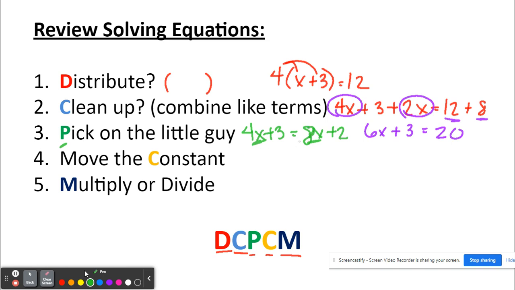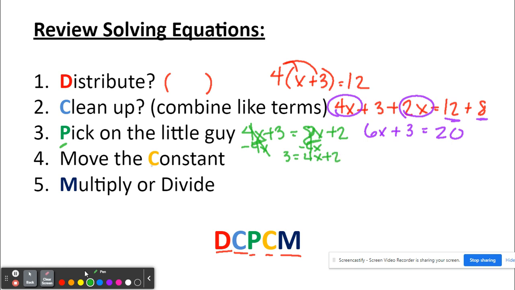And so when I look at these two, the little guy is the 4 because it's smaller than the 8. And so I'm going to subtract 4x from both sides. And so then I'm left with 3 equals 4x plus 2. And then I just solve that like normal.